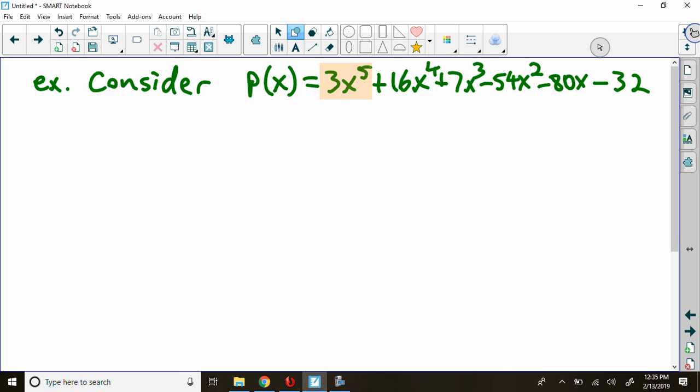So this first term right here, 3x to the fifth, what's the sign of that term? Positive, good. Everybody agree? Okay. The next term, 16x to the fourth, what's its sign? Also positive, good. The third term, 7x cubed, what's its sign? Positive. The fourth term, negative 54x squared, it has a negative sign, good. The next term is negative, and the last term is negative. So far, so good. Making sense? Everybody on board? Okay.